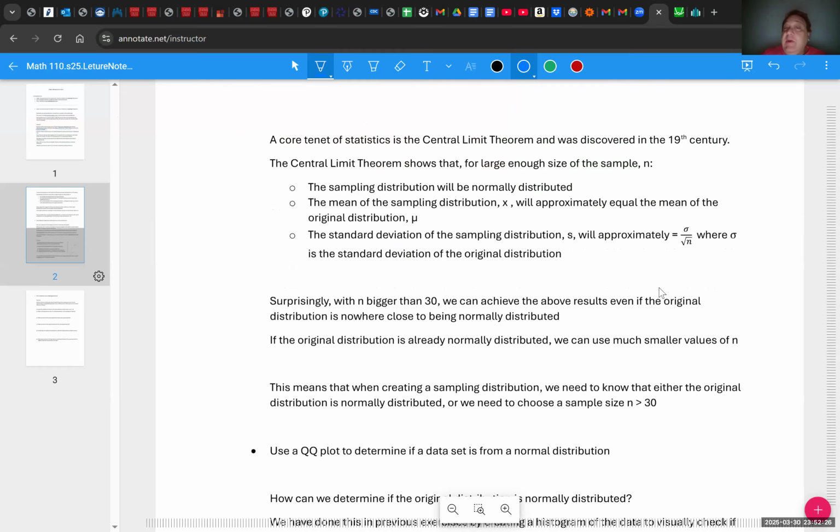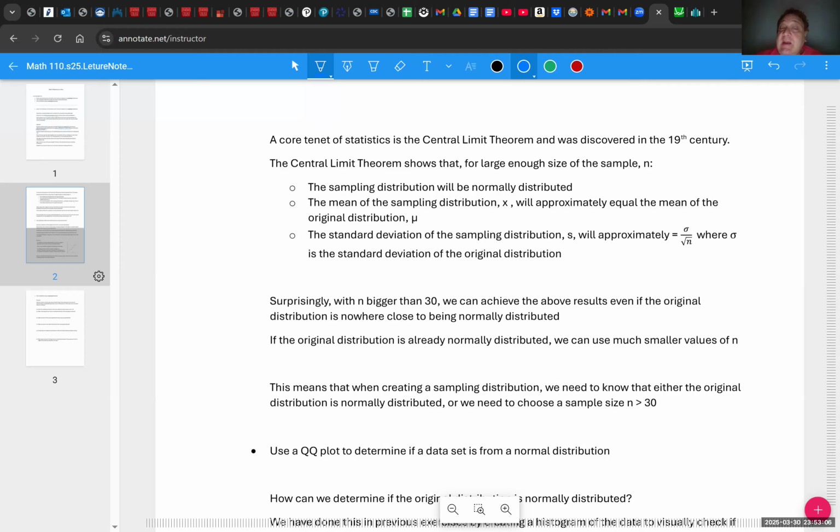All right, so what do we know about the sampling distribution? Well, we have this thing called the central limit theorem. It was discovered around the 19th century and updated in the 20th century. In any case, the central limit theorem shows that if you have a large enough sample size n, three things happen. The sampling distribution will be normally distributed. Having a normal distribution is really important because most of our formulas only work for normal distributions.